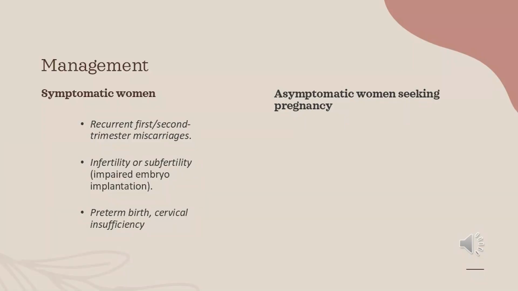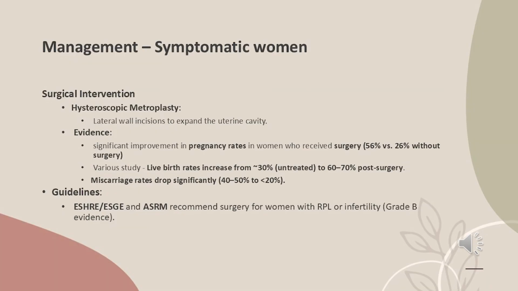The management depends on whether the patient is symptomatic, that is, if the patient has a T-shaped or Y-shaped dysmorphic uterus with a previous history of recurrent first or second trimester miscarriage, infertility or subfertility with impaired embryo transfer, or previous history of preterm birth, cervical insufficiency, or is totally asymptomatic in a woman seeking pregnancy and was incidentally diagnosed. There is no confusion in management of symptomatic women with dysmorphic uterus.